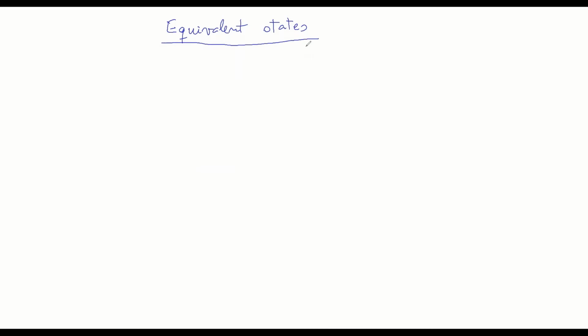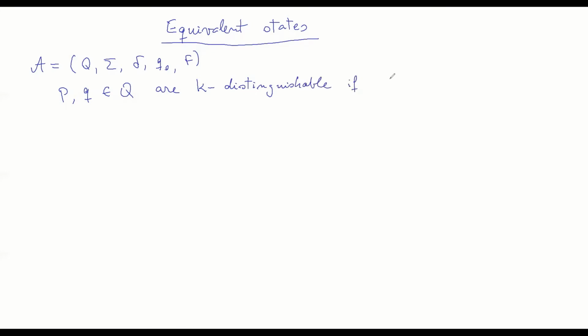recognize a given language. And remember that we were saying, for an automaton A, this was given by Q, sigma, delta, Q0 and F, and we were saying that P and Q, two states of this automaton, are K distinguishable if there is a word U in sigma star of length at most K in such a way that when you do a computation from P, this might take you to some state R, and you do a computation from Q on this word.